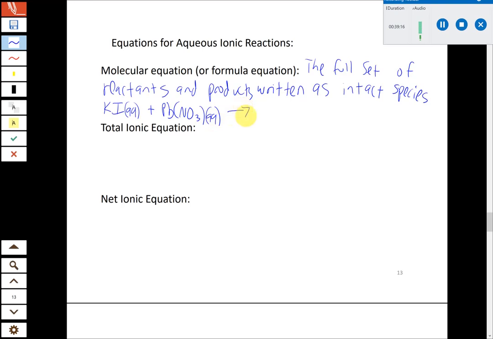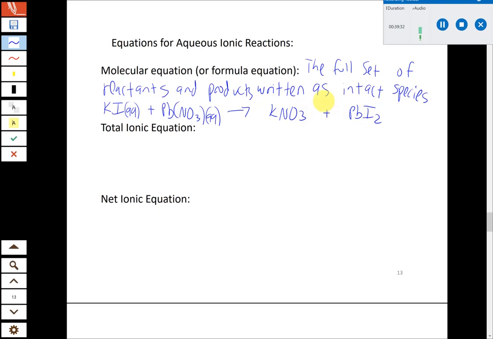And then on the product side, remember we swap cations and anions, so we're going to form KNO3 and then PbI2. On the product side is where we have to decide whether either of these is insoluble or not. But before we do that, let's put coefficients in.